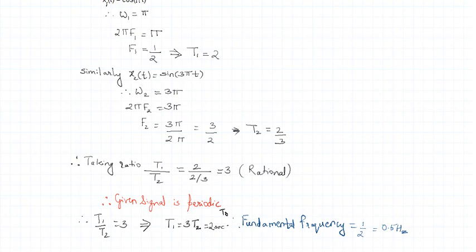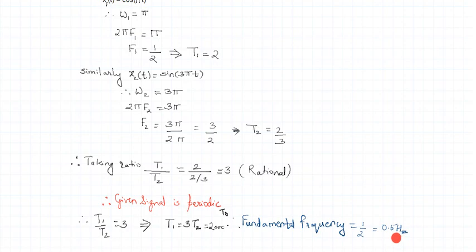Now using this fundamental period T naught, we'll calculate the fundamental frequency. Taking the reciprocal of T naught, you get the fundamental frequency as 1 by 2, which is 0.5 Hertz. So the given signal is periodic with a fundamental period of 2 seconds and a fundamental frequency of 0.5 Hertz.